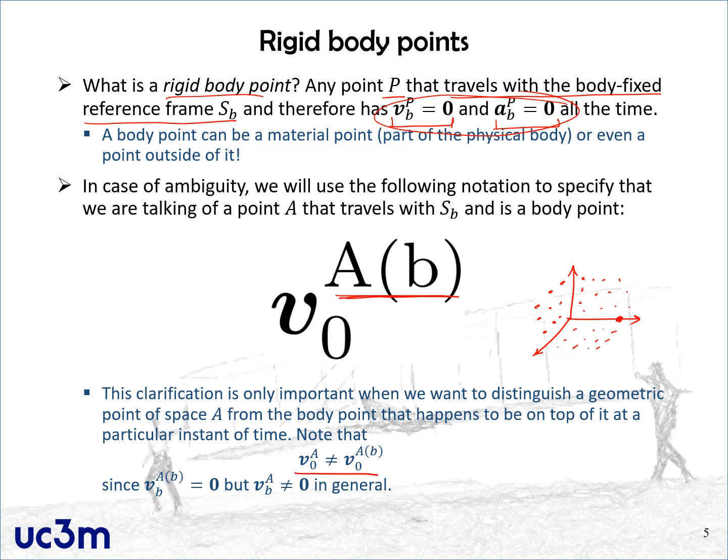This is important because, as we will see, the velocity of the point A and the velocity of the rigid body point that happens to be on top of point A, what we call A parenthesis B, will be different. Even if their position coincides, the velocity and the acceleration can differ. So let's just keep this on a side note for now, and we will come back to this nomenclature later on in this course.